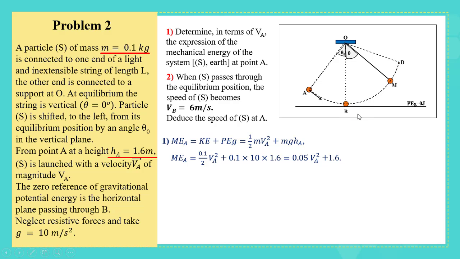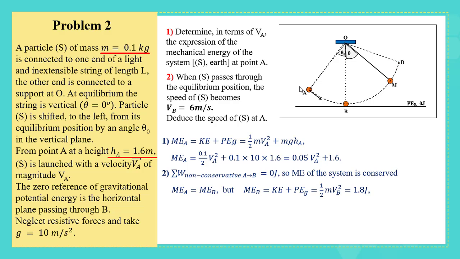Part 2. When S passes through the equilibrium position, the speed of S becomes VB equal to 6 meters per second. Deduce the speed VA. What's the relation between VA and VB? Neglecting the resistive forces means mechanical energy is conserved. We should find the difference between mechanical energy at two instants. We start with the sum of non-conservative forces being 0, then the mechanical energy of the system is conserved. Then mechanical energy at A is equal to mechanical energy at B.